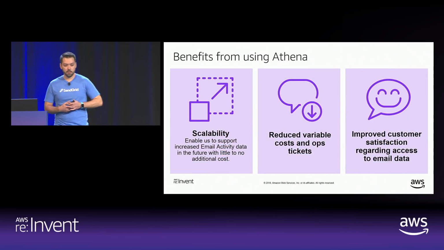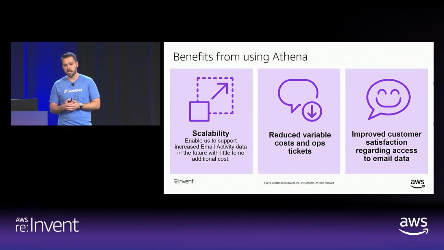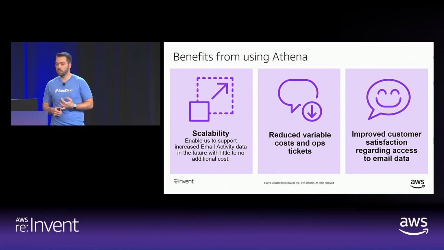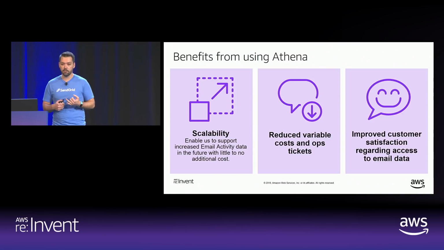So some of the benefits we've seen from using Athena since we switched over from our on-prem solution: one is just the scalability. It has scaled tremendously. As we add new users to the system, as we get new SendGrid customers, we haven't had to make any architectural changes. The system just scales. It's built on a very proven technology, S3, and Athena has now, to us, proven itself as well in terms of scalability. So we're really excited, and we're actually using it in future projects as well.